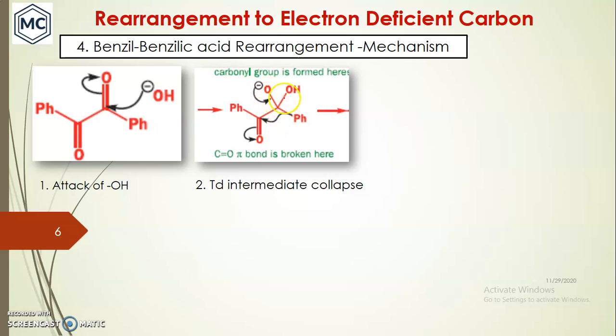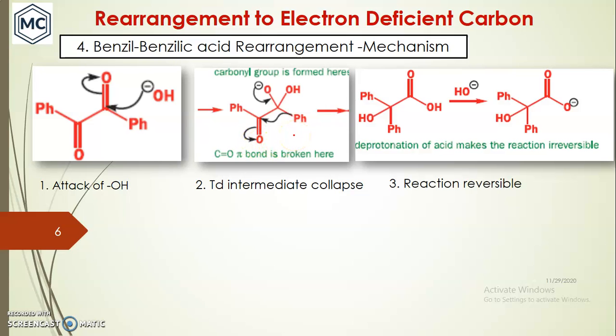Then either this hydroxyl group has to leave from here, or the phenyl group should migrate. Here what happens is, once the carbonyl group is formed, the phenyl migrates towards this next carbonyl, and it is a 1,2 migration. Then this carbonyl double bond breaks as shown here. This carbonyl pi bond breaks here. So you get a product like this.